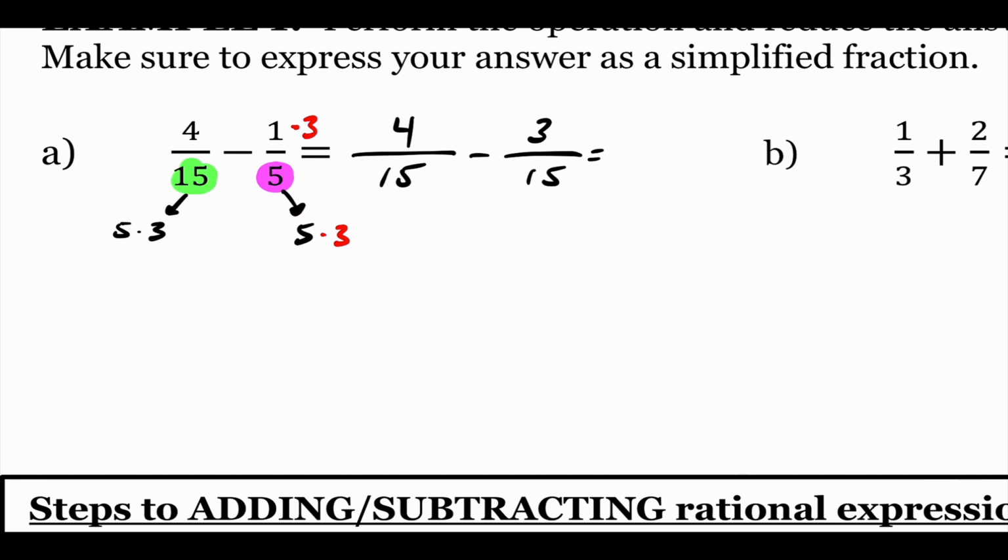Okay, that's step 2. Step 3, add or subtract. We only add or subtract the tops. The bottoms stay the same. 15 stays 15. This one's subtraction. 4 minus 3 is 1, so it's subtraction, so I get 1. And then the last step, reduce it if you can. Well, I can't because 1's already broken down as far as you can. So you're done. Okay, those are the steps we're going to use.